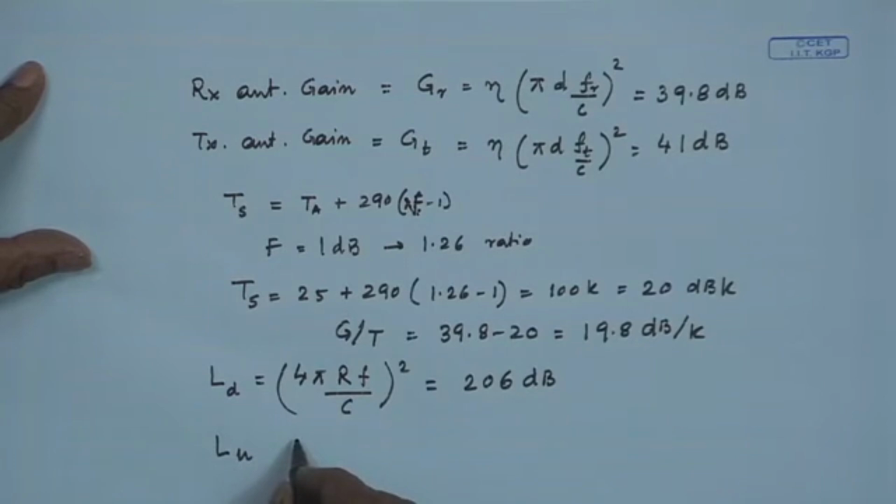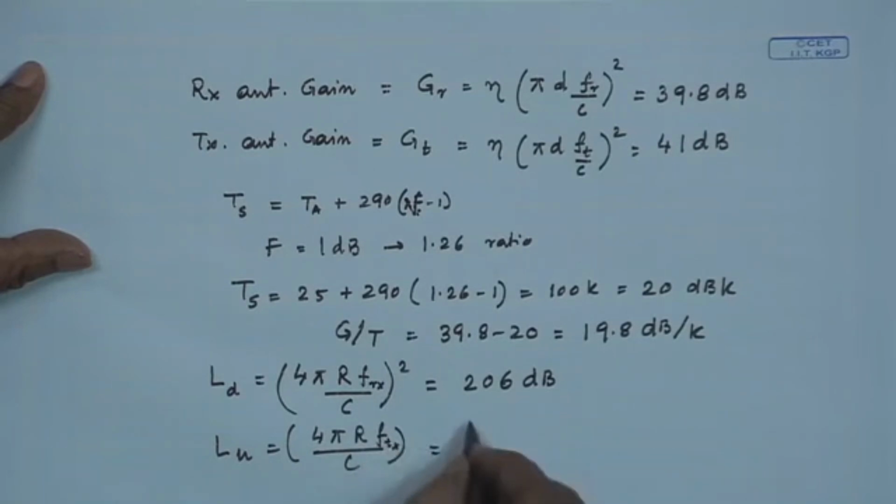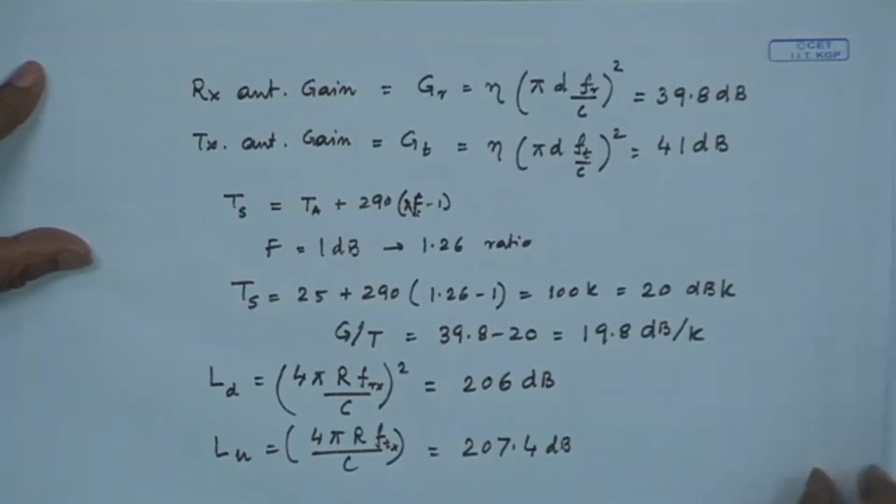Similarly for the uplink, you will find the loss using the same expression, only f here is receive and f there is transmit. So the numbers will be varying. Transmit frequency is higher, you will find 207.4 dB. We will keep these numbers, it will be useful.